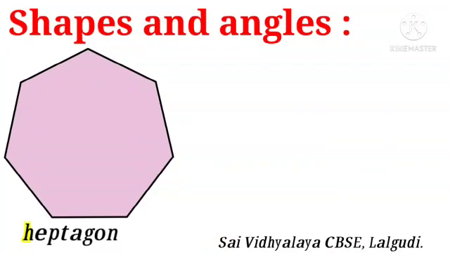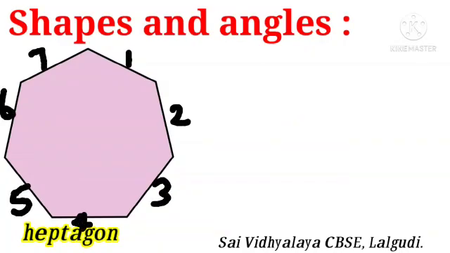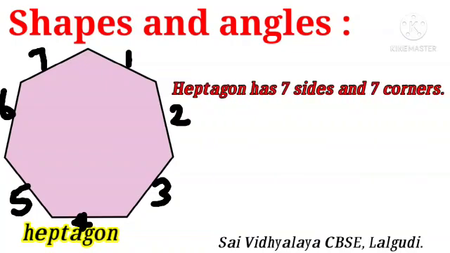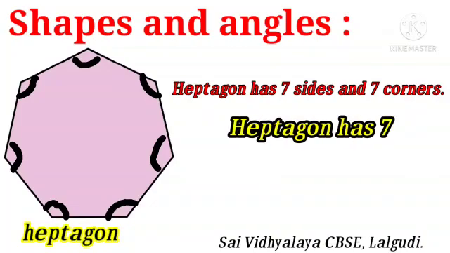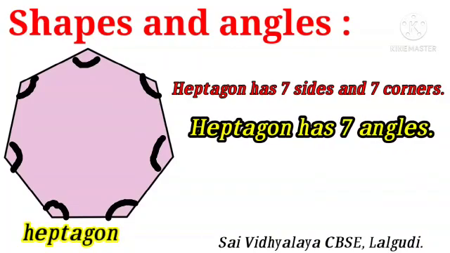Next, heptagon. H-E-P-T-A-G-O-N. Heptagon is a 7-sided polygon. It has 7 sides and 7 corners. Now let's draw angles inside heptagon. 1, 2, 3, 4, 5, 6, 7. Thus, heptagon has 7 angles.